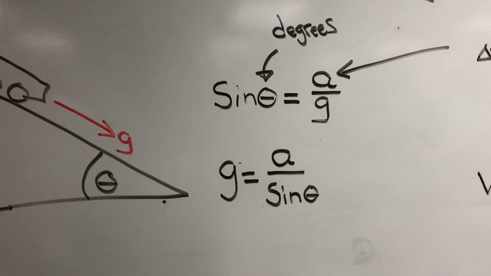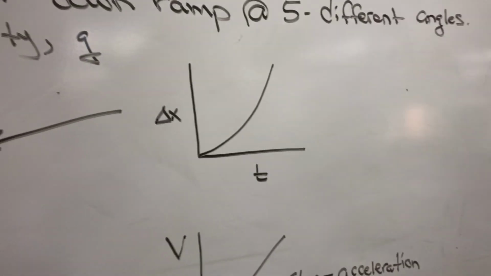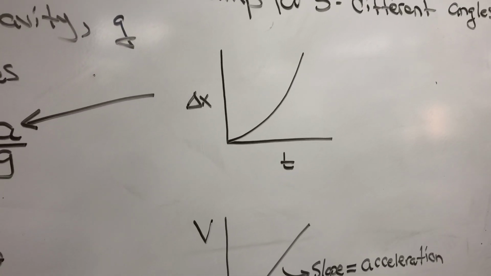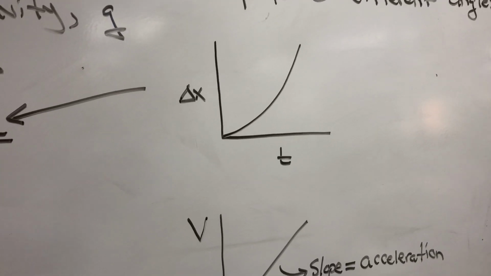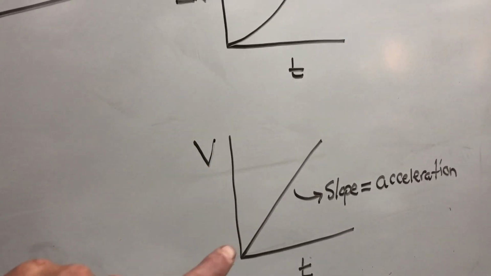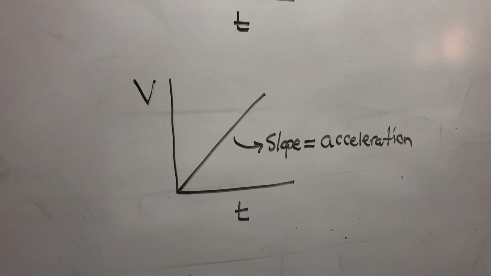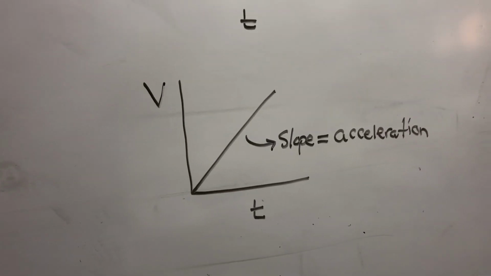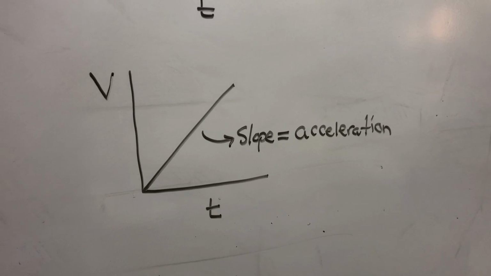So the question comes up is, where does a come from? So a comes from several graphs here. In the previous lab, we plotted delta x versus t, and when something was accelerating down a ramp, we got a curve that kind of looked like this. Okay? Now, if we change the y-axis into a v, we see that we'll get a straight line. A velocity versus time graph will take this position versus time graph and make it linear like this. And here, the slope of the line is the acceleration, which is what we want to find.